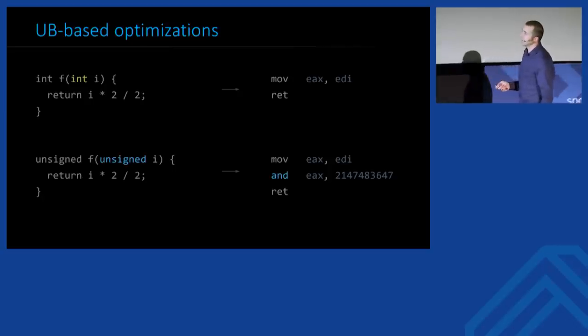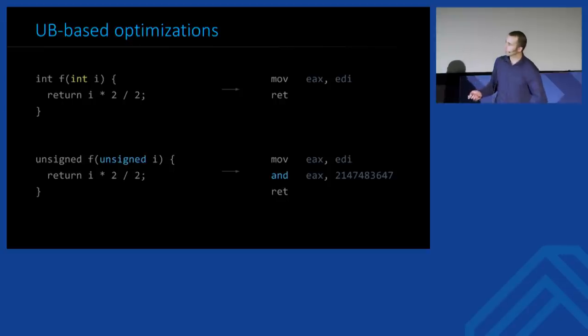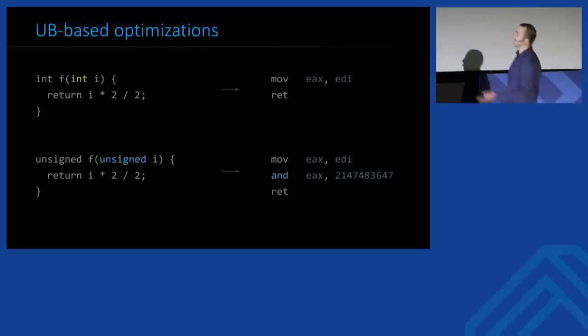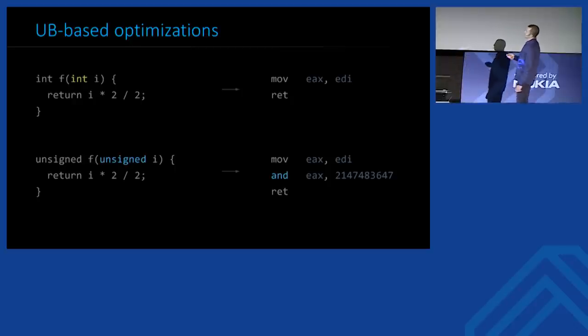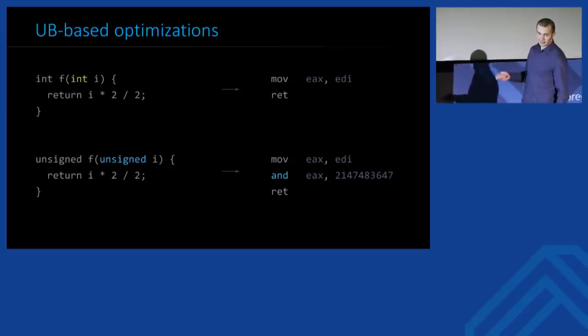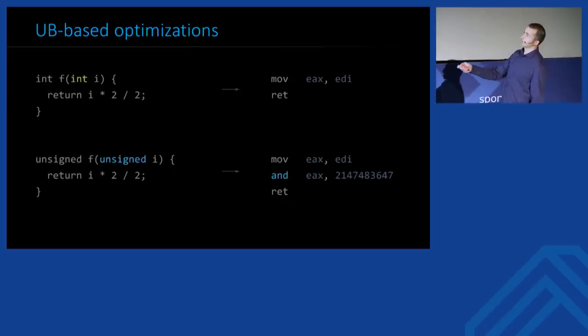In case of unsigned integer, the compiler cannot make this assumption. It has to perform the computation because it's possible that when multiplying i by 2, it overflows. So it has to perform a wraparound, check the value, and only then divide it by 2. And it still optimizes something. So this code is shorter. It just removes the most significant bit. But nonetheless, it's longer than the one with signed integer, only because we can assume no overflow. And you see, there is no risk of really overflowing anything in this example because this is a no-op, actually. And the compiler knows that.